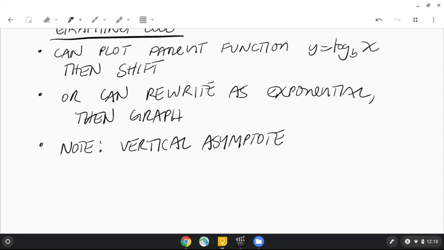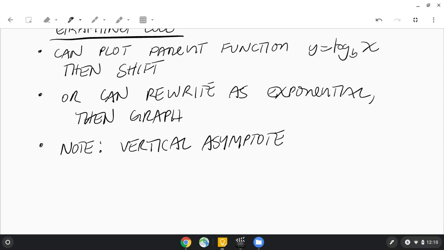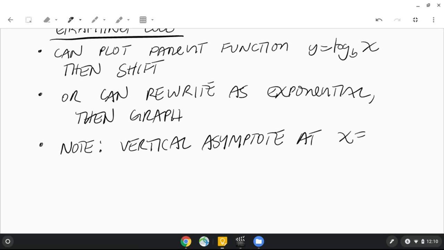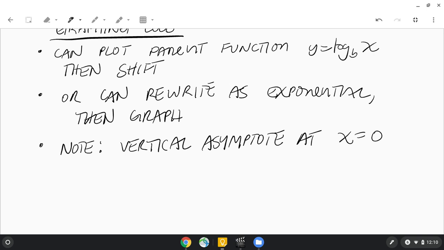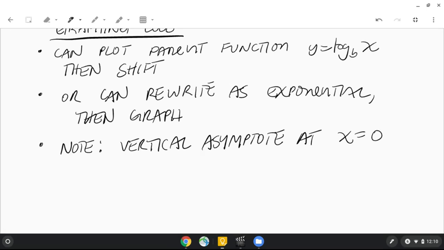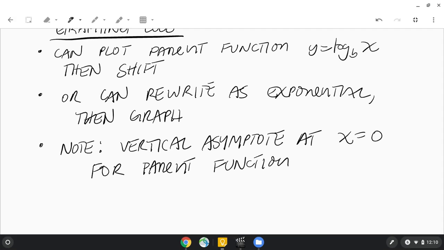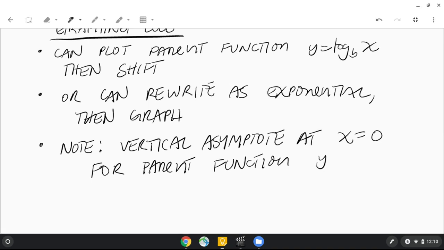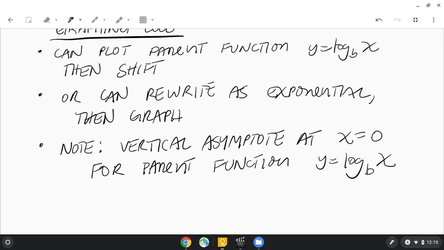At x equals 0 for the parent function, which is going to be y equals log, whatever base you're using, x. Okay, that's the parent function.